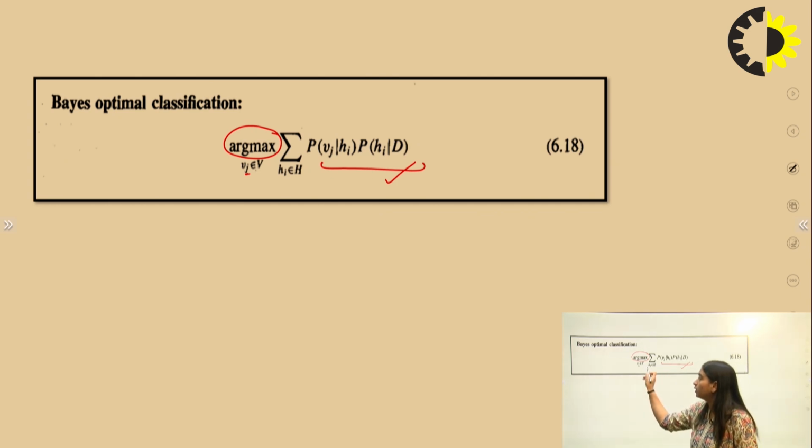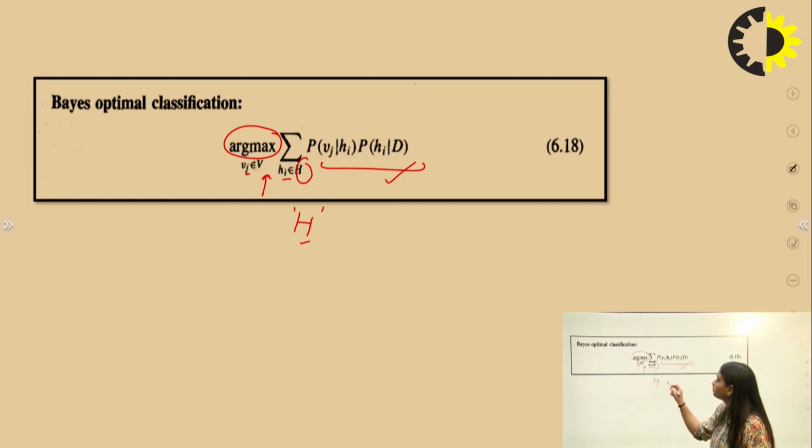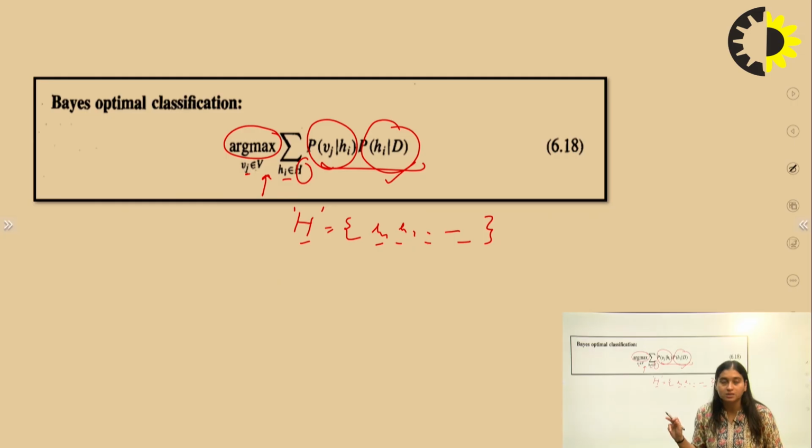This is the value. It belongs to capital V, all the values. And the summation hypothesis belongs to the hypothesis space. We are representing the hypothesis space with this capital H, so it can contain many individual hypotheses, H1, H2 and so on. Then we have the combination of the probabilities weighted by their posterior probabilities. So anything which can be classified with the help of this equation is classified by the Bayes optimal classification.